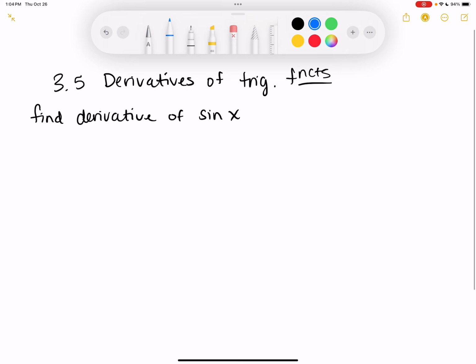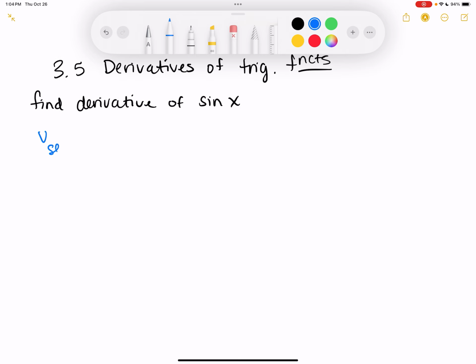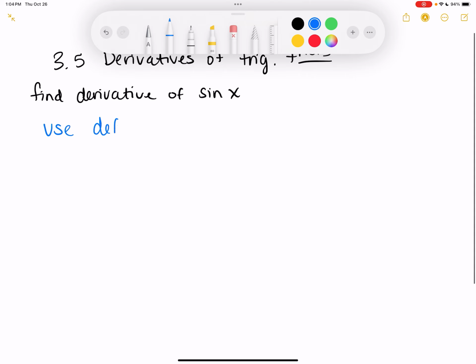So we use the definition, what in the... What's that? I literally was writing it side by side and it moved it. Oh. Use the definition of a derivative.